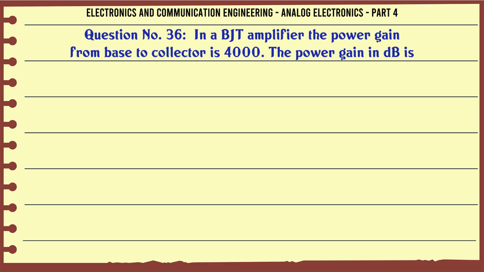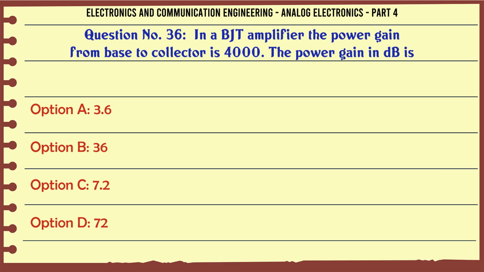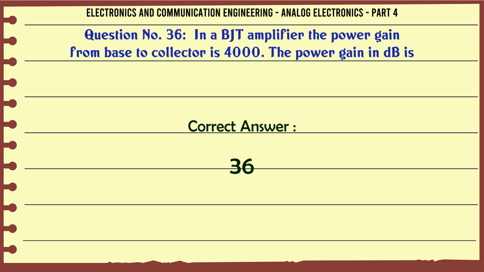In a BJT amplifier, the power gain from base to collector is 4000. The power gain in dB is A) 3.6, B) 36, C) 7.2, D) 72. The correct answer is 36.